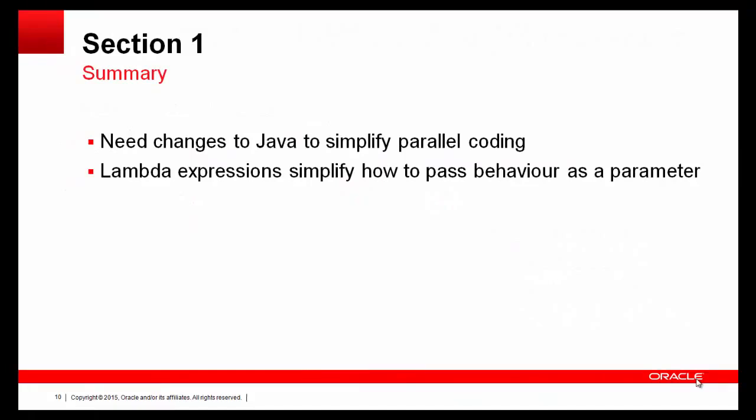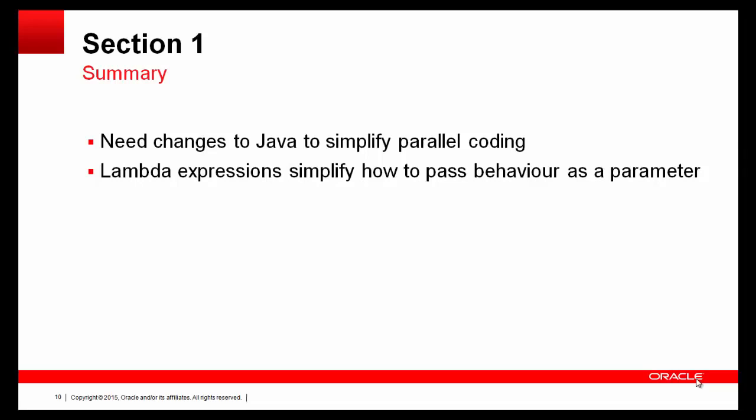To summarize section 1 of this lesson then, we needed changes to the Java language, not just to the APIs, so that we could simplify how we could deal with parallel coding. What Lambda expressions really give us is a very simple way to pass behavior as a parameter to a method. And we've had that in the past in terms of anonymous inner classes, but because of this rather verbose syntax, it's always been very difficult to use that effectively.